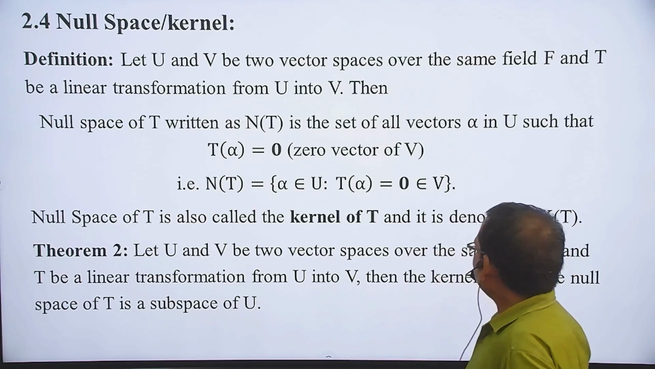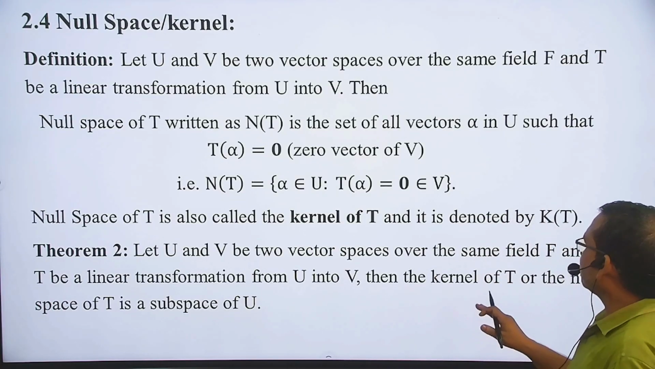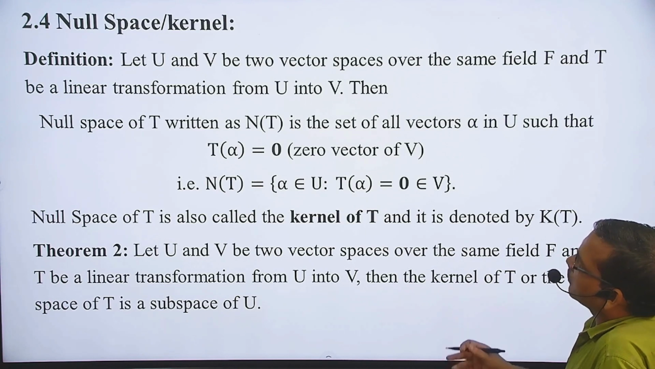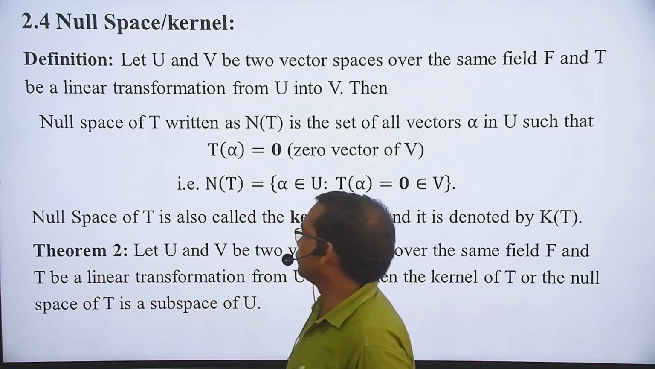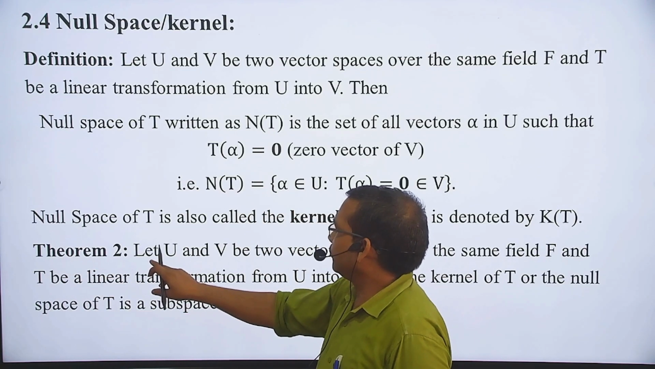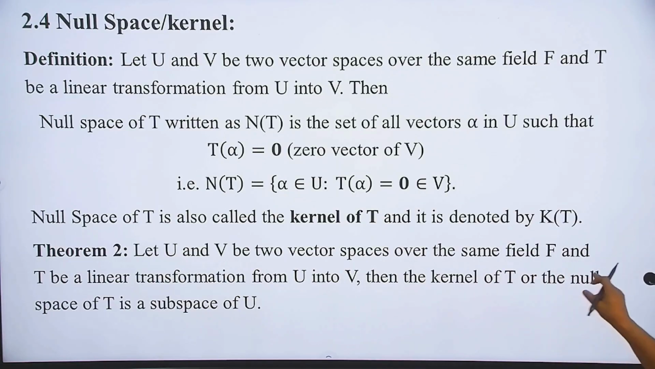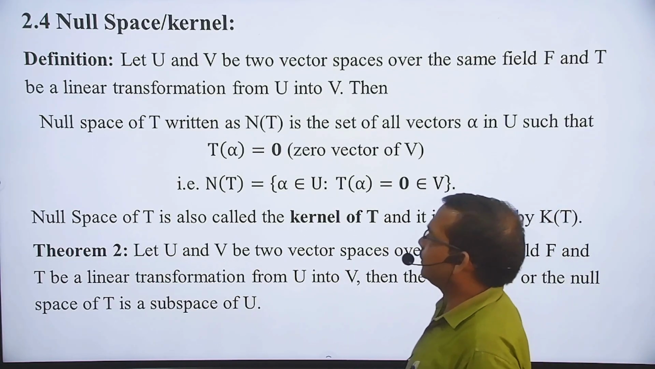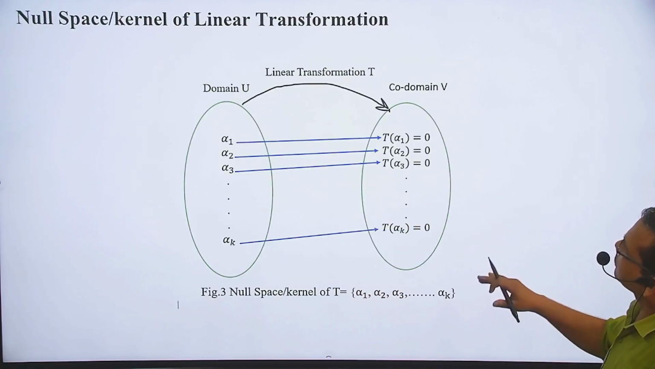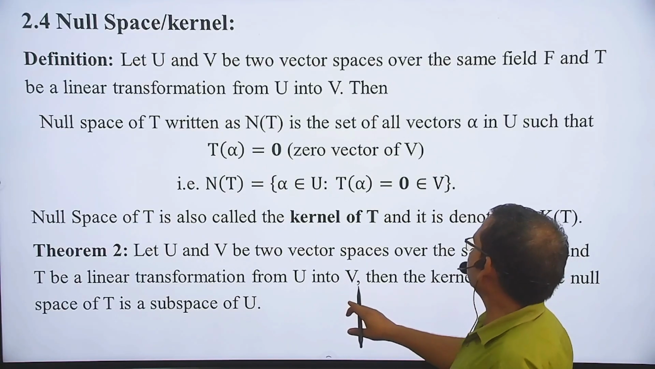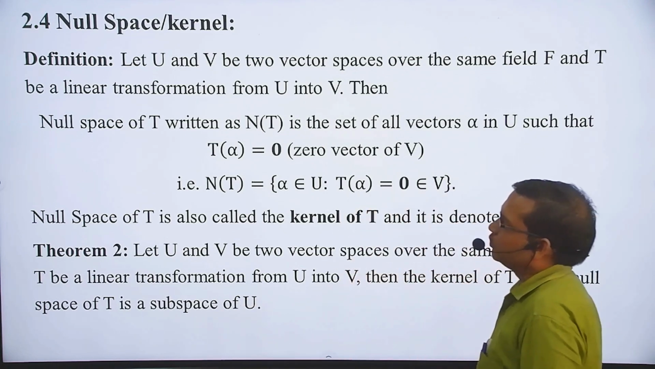There are some important results about this kernel. Actually, the kernel of any transformation is also a subspace of the domain. As a result, in the form of theorem 2, we see: let U and V be two vector spaces over the same field F, and T be a linear transformation from U into V. Then the kernel of T, or the null space of T, is a subspace of U.